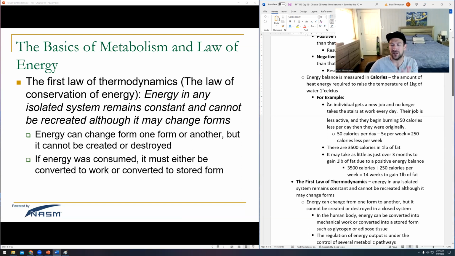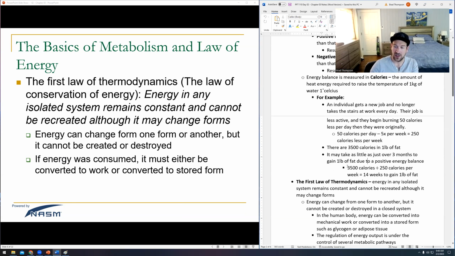So just to show you a real life example of this, right? If an individual gets a new job and they no longer take the stairs at work every day, their job is just a little bit less active than it used to be. So they begin burning 50 fewer calories per day than they did originally. 50 calories a day, and they're only going to work 5 days a week. That's 250 calories per week. Now, there's 3,500 calories in a pound of fat. So it may take as little as just over 3 months to gain that 1 pound of fat.